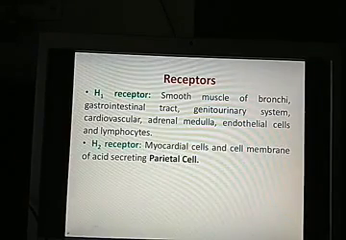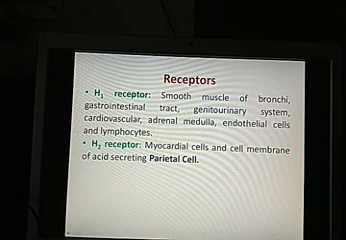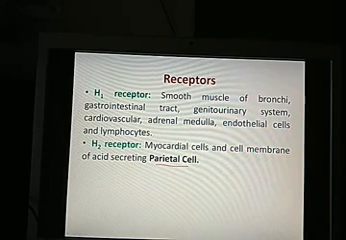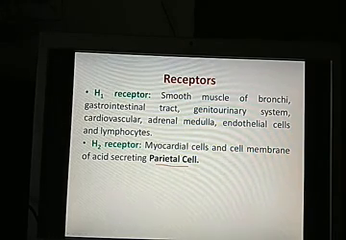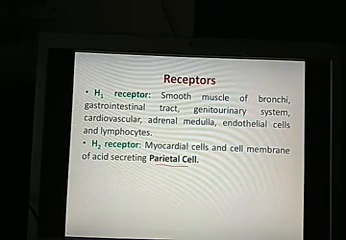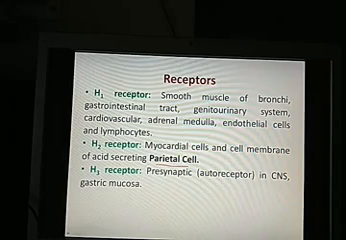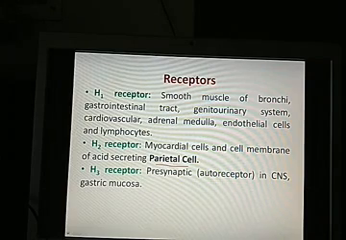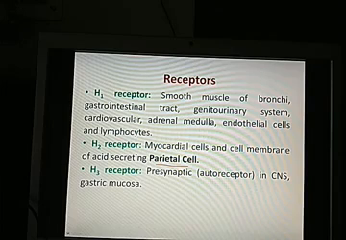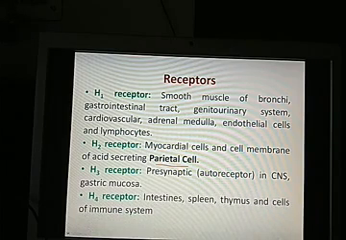The H2 receptor is present in the myocardial cells and the cell membrane of acid secreting parietal cells. We will discuss in detail these parietal cells and their role in acid secretion when we study the H2 antihistaminics. The third receptor subtype is the H3 receptor. This receptor is a presynaptic autoreceptor in the CNS, and it is also present in the gastric mucosa. And then we have the H4 receptor, which is present in the intestine.